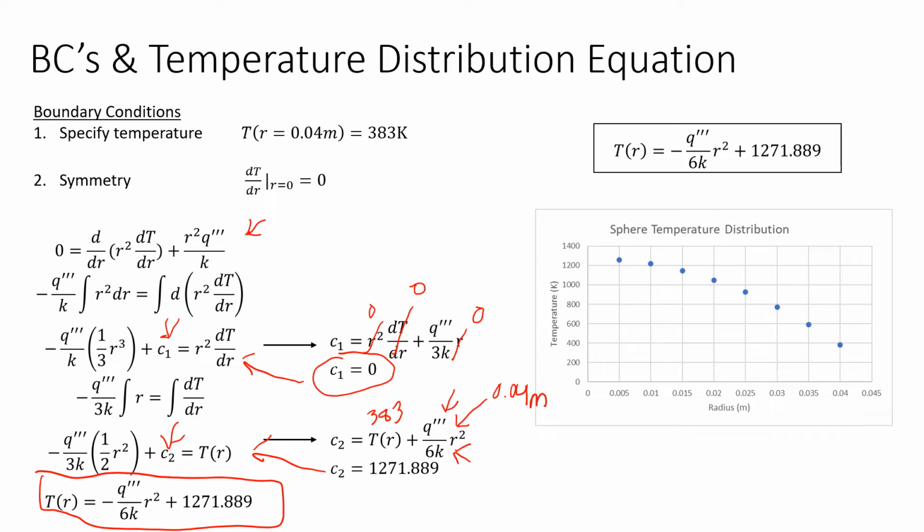Then I went ahead and graphed it so we can see the trend that is going on here. And so we have our sphere, and as we increase the radius, our temperature is going down. So our surface temperature on the outside here is lower than our inside, which makes sense.